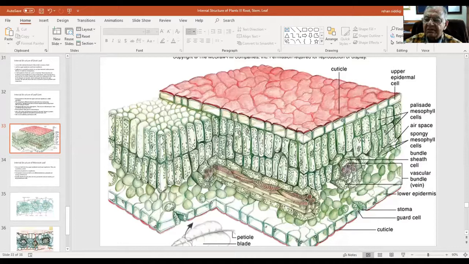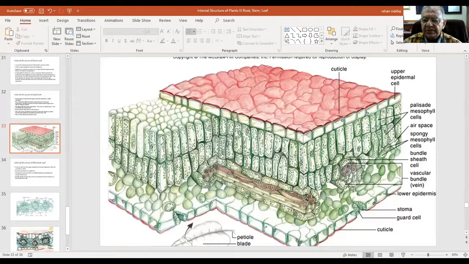So palisade mesophyll and spongy mesophyll, both of them are parenchyma. They have large number of chlorophyll, and all of you know that this type of parenchyma with large number of chlorophyll, this is called chlorenchyma, and photosynthesis takes place in this chlorenchyma.